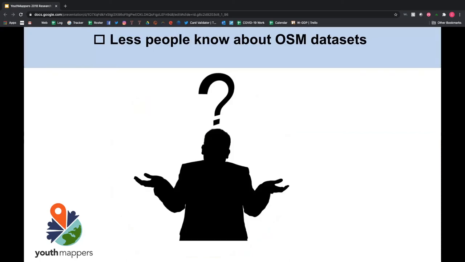Again, this is the issue: fewer people know about OSM datasets. If we take a survey here, we are the only people who understand what OSM and YouthMappers are all about. But OSM data cannot only work for the people within us. We also need other people to understand the dataset. So there is a need to integrate OSM into the curriculum. If it was integrated in different universities and colleges, I think a lot of people would know, because OSM is cheaper and more user-friendly and can be used in our academic research.